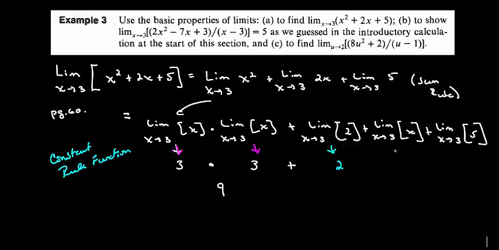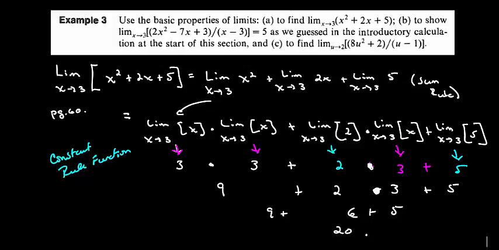We already know from before that the limit as x approaches 3 of x is 3. So this guy's a 3. And we know that the limit as x approaches 3 of 5, from that constant rule, is 5. So 3 times 3 is 9, plus 2 times 3, plus 5. Oops, this is supposed to be multiplication here, I'm sorry. The reason it's multiplication is because it was 2 times x and I split those up. So that's 9 plus 6 plus 5, and there it is again, that's 20.